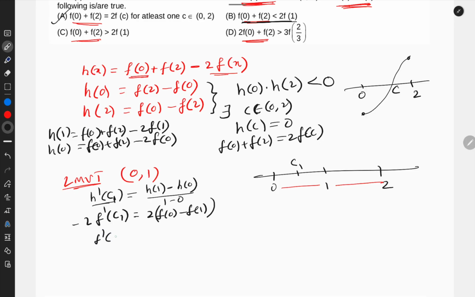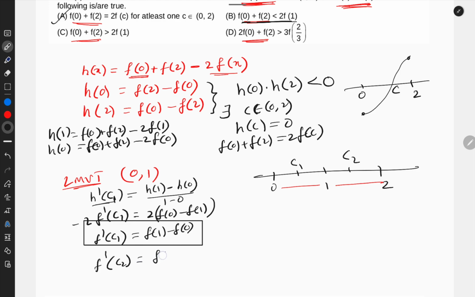Right, so f'(c1) is equal to f(1) minus f(0). Okay, put this aside. Next, there exists another c2 because f is continuous and differentiable on the interval 1 to 2 also. So then f'(c2) will also be f(2) minus f(1).